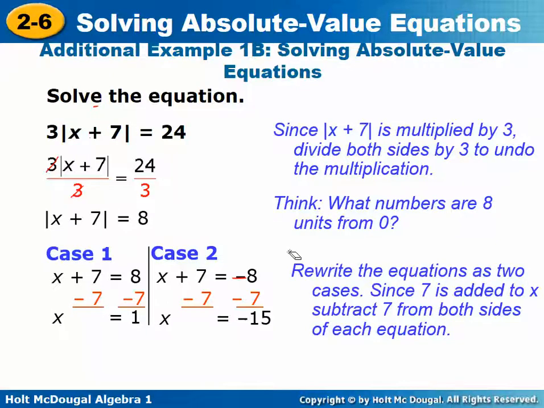So let's check our answers on this problem. We have x equals 1, so I'm going to put that back into the original equation. So we'd have 3 times the absolute value of 1 plus 7, and I want to see if that is equal to 24. So 1 plus 7 is 8, so I have the absolute value of 8, but the absolute value of 8 is just 8. So I want to see, does 3 times 8 equal 24? It does, so then this works.